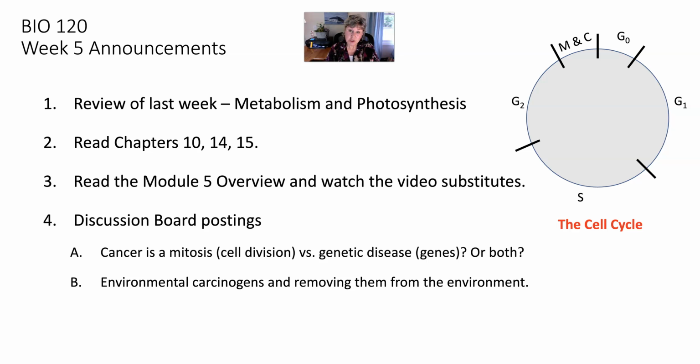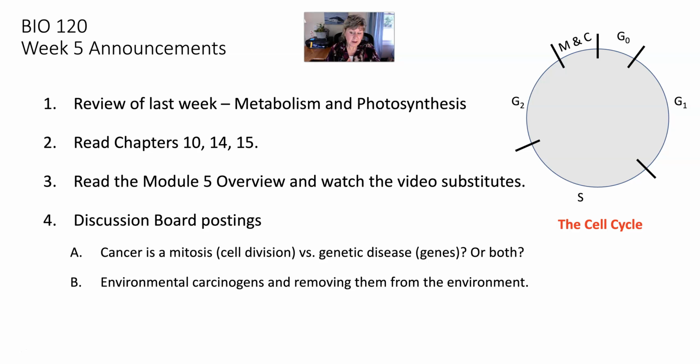Doesn't this make sense? Don't your cells have jobs to do? What's the purpose of a red blood cell? To carry oxygen and carbon dioxide. Oxygen to the cells, carbon dioxide away from the cells. What's the purpose of a muscle cell? To contract and make your bones move. What's the purpose of a nerve cell? To allow electrical currents to move up and down to cause things to happen in your body. So there's work that cells have to do, and they do this in G0.